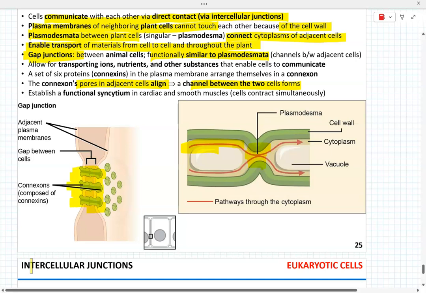These pores allow communication between the cells and help them to establish what's called a functional syncytium. Functional, well, you know the meaning of that word, and syncytium: syn, together, cyto, cells, cells acting together. This functional syncytium is critical for the function of cardiac and smooth muscles, in which cells often have to contract simultaneously. Gap junctions enable a very quick communication between those cells.